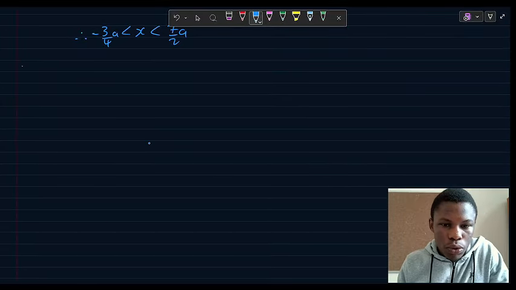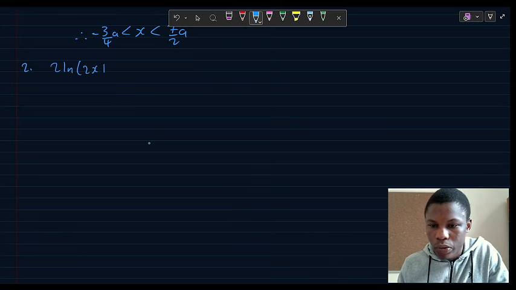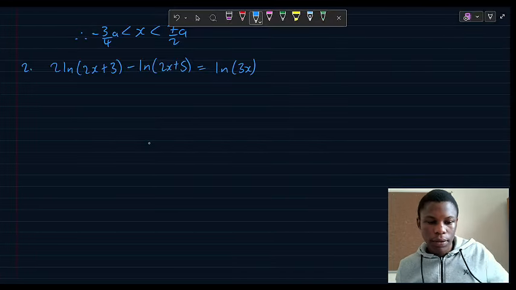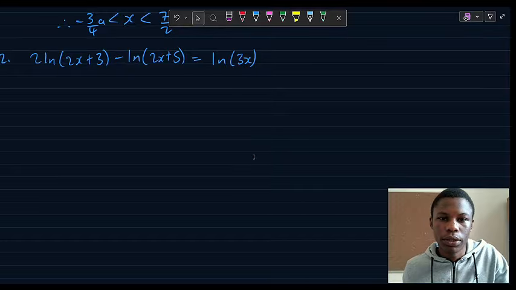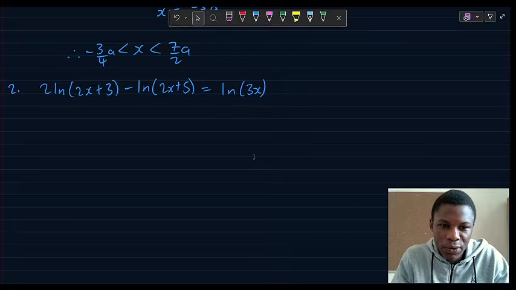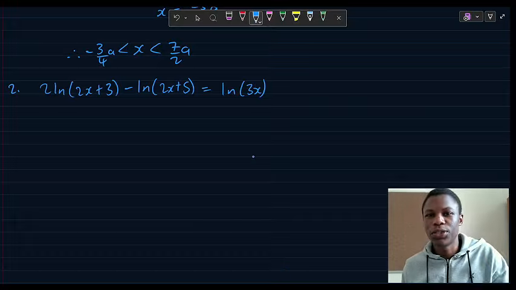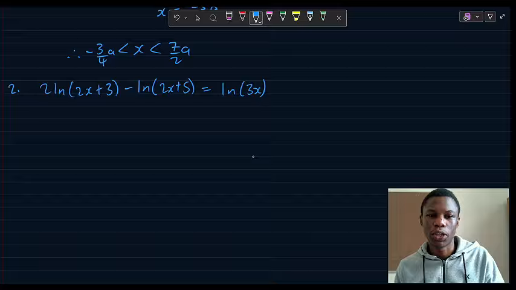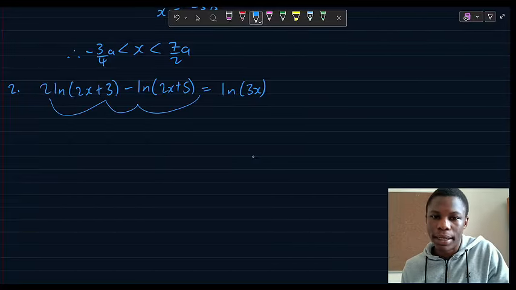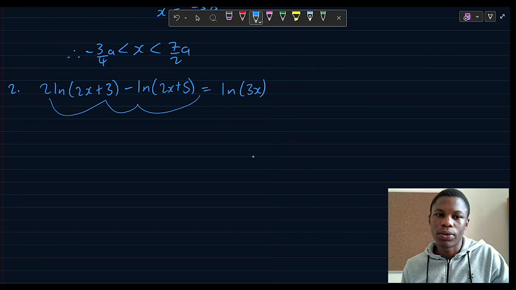Question number 2. Solve the equation 2 ln(2x plus 3) minus ln(2x plus 5) is equal to ln 3x. 4 marks. How generous. Okay. So whenever you're solving a logarithmic equation like this, what you want to do is to make sure that you only end up with one logarithm on either side. So we need to combine these two logarithms into one. The one on the right hand side is already fine.